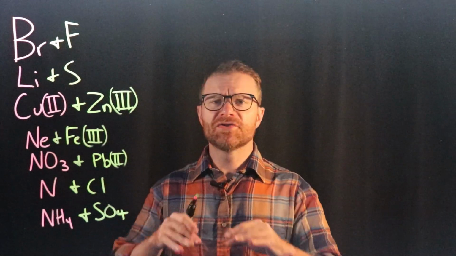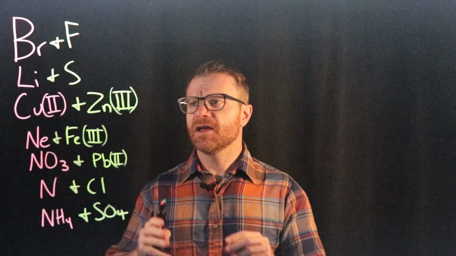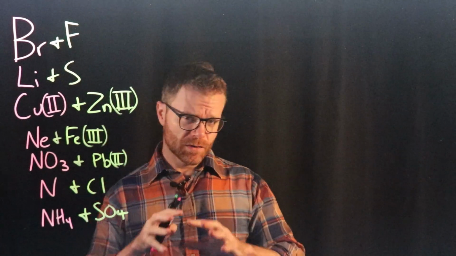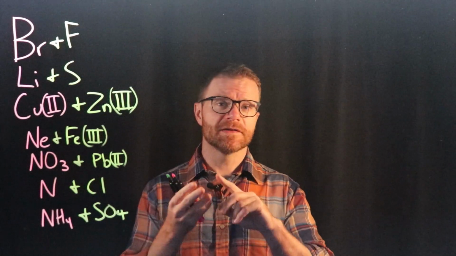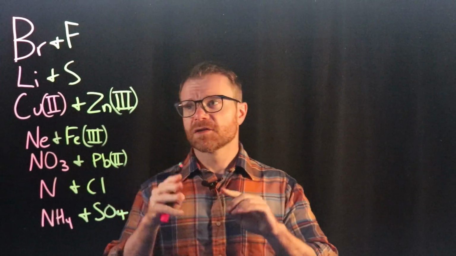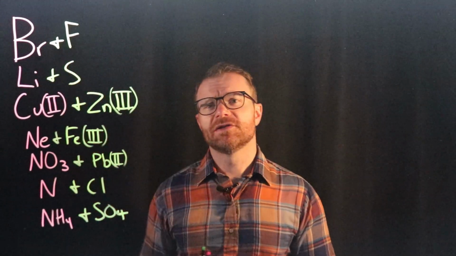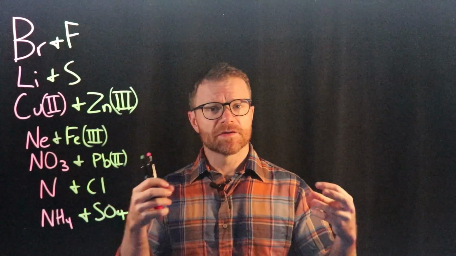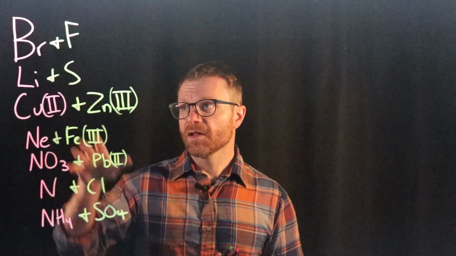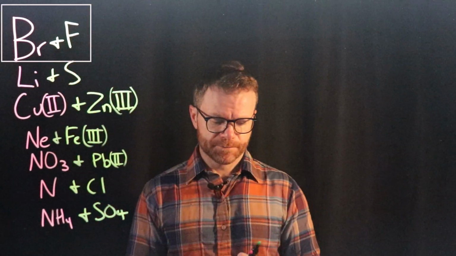So this video is just to review a bunch of different chemical bonds all at once. Hopefully at this point you already know about ionic bonds, metallic bonds, and covalent bonds. So let's take a look at a bunch of different combinations of elements, determine what their chemical formula is, and then also what their name will be. Let's start with bromine and fluorine.